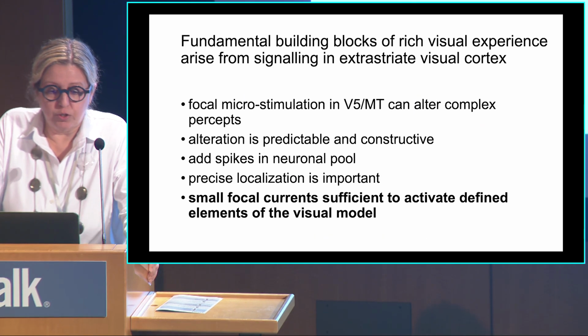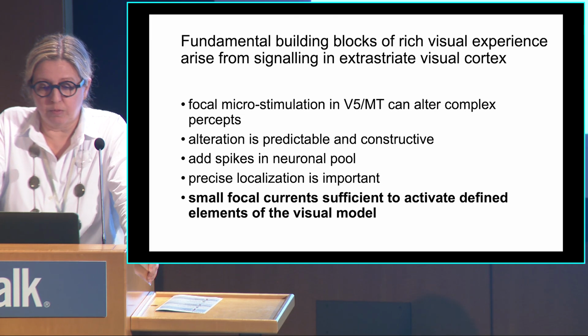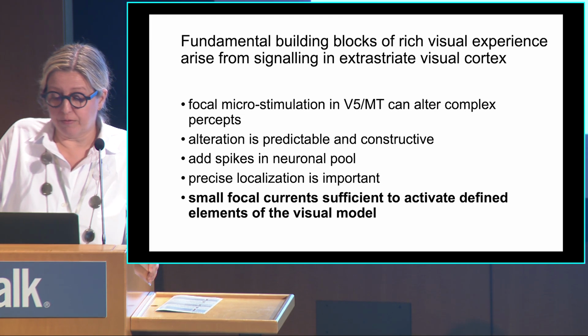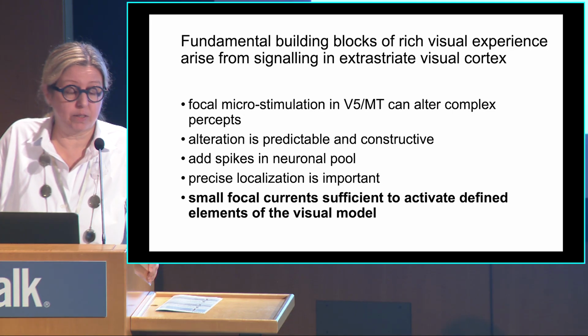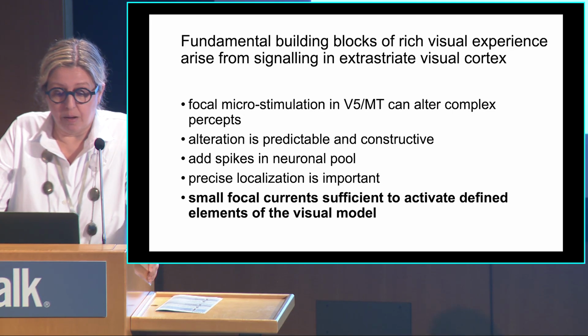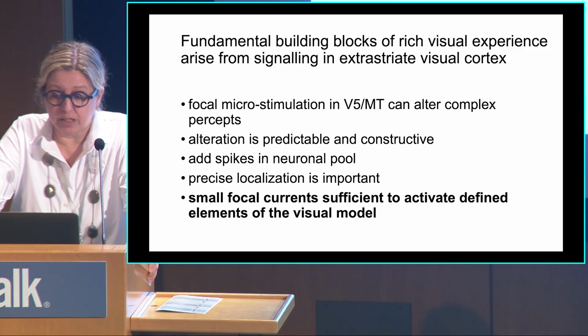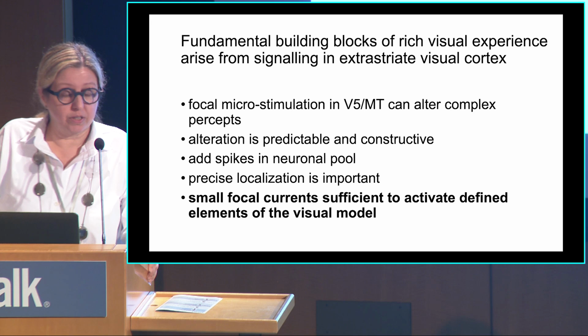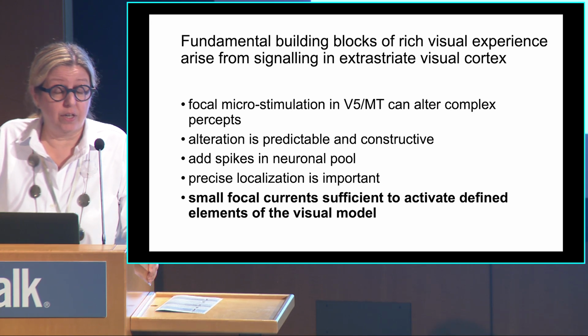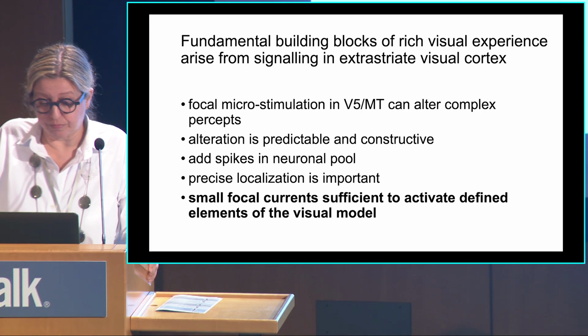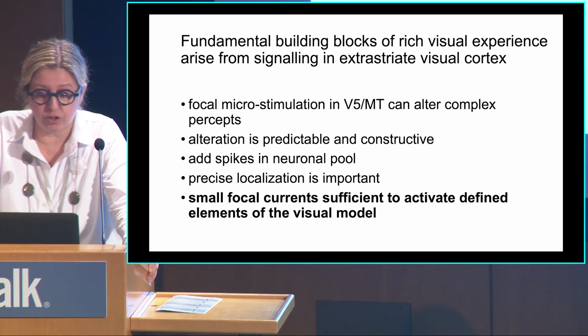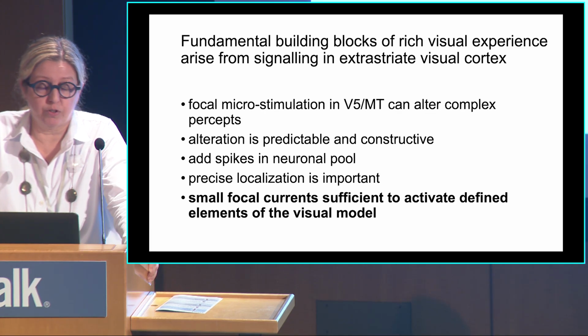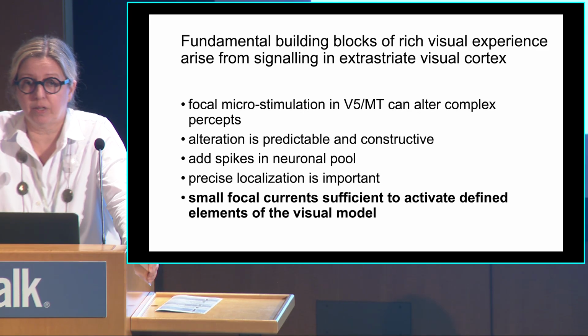So I've shown you some evidence that focal microstimulation in extrastriate visual area V5MT can alter complex percepts made up of two visual cues. The alteration is predictable and constructive. It's likely to add spikes in the neuronal pool. Precise localization of the visual stimulus and the task relative to the stimulated neurons is essential. So small focal currents are sufficient to activate defined elements of the visual model. So we can change the rotation direction of that visual stimulus.